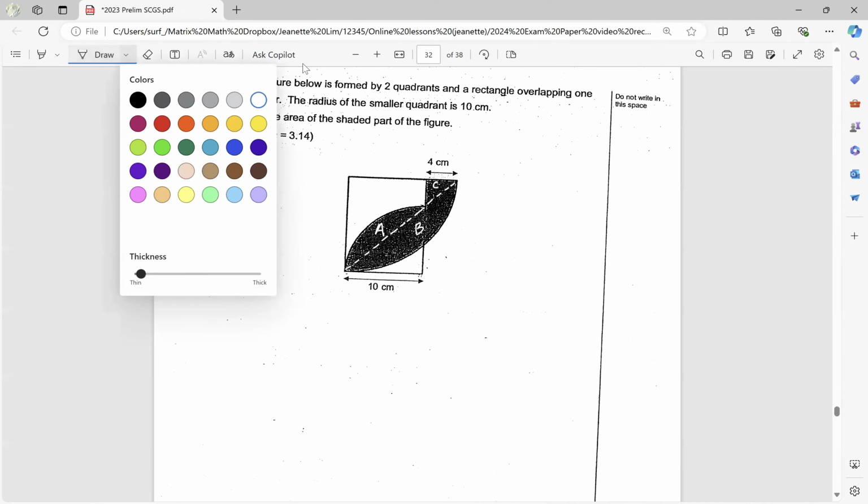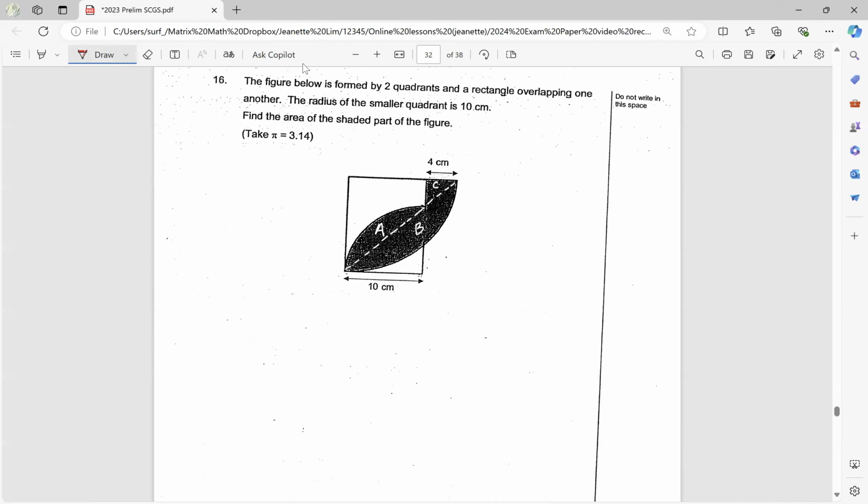So A is what we call half petal, where we have a quadrant, we take away the triangle. Looks like half of a petal. B is also half petal, but it's of the bigger quadrant. And then C is a triangle. Okay, let's find each of the parts. Let's look at A first. To find A, we need to find the area of the quadrant. Then minus away the area of the triangle.